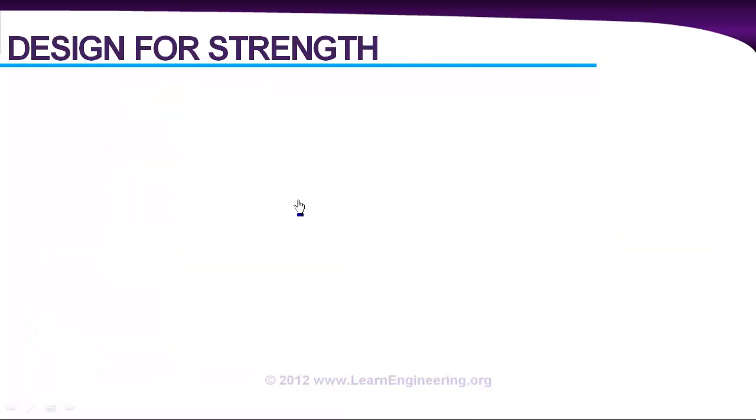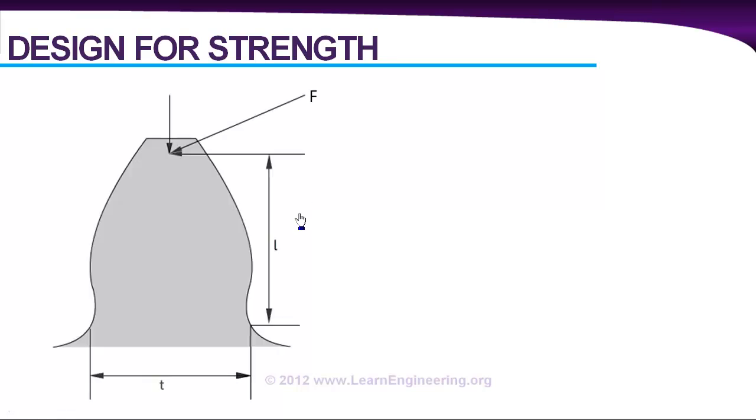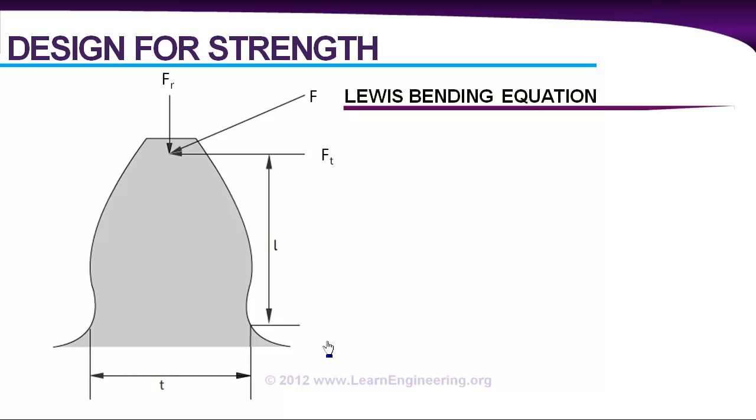Next, design for strength of the gear, or your gear should be able to withstand the force acting on the gear. Here F is the force acting on the gear, and it has two components, one tangential and one radial. And this tangential component will induce a bending stress over the root of the gear. And if the maximum value of bending stress induced over here is more than the allowable stress limit, the gear will fail. You can avoid this kind of failure by designing with the help of an equation called the Lewis bending equation.